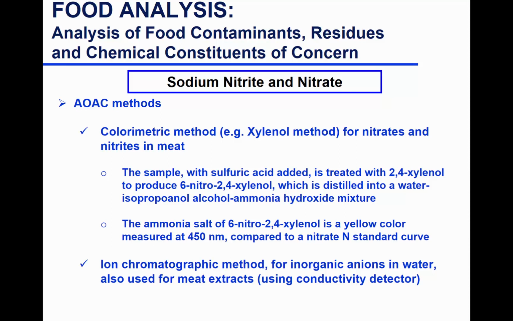So the AOAC methods are basically a colorimetric method and an ion chromatography method. In the colorimetric method, or xylenol method, the sample is treated with sulfuric acid and xylenol to produce 6-nitroxylenol, which is distilled into a water, isopropyl alcohol, ammonium hydroxide mixture. The ammonium salt provides a yellow color, and then you measure absorption. And then you can use ion chromatography to separate the nitrites and nitrates, and then use a conductivity detector to measure their presence.